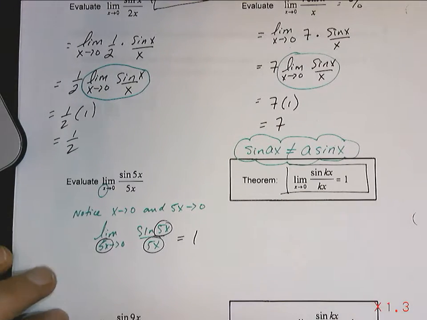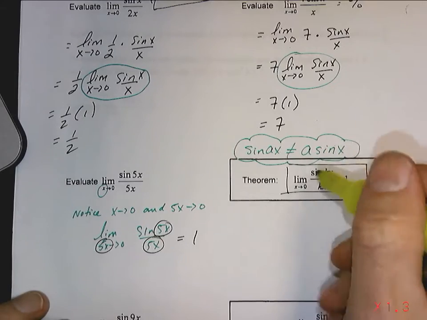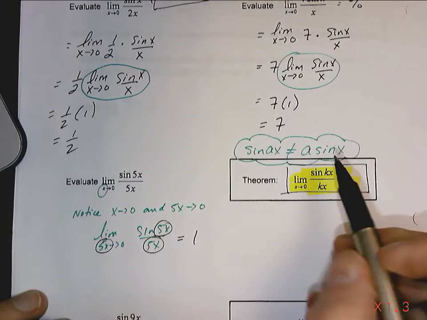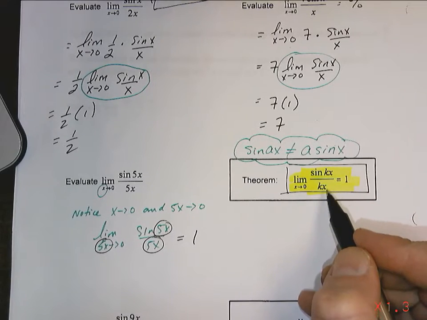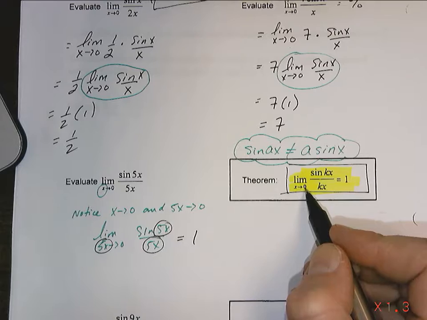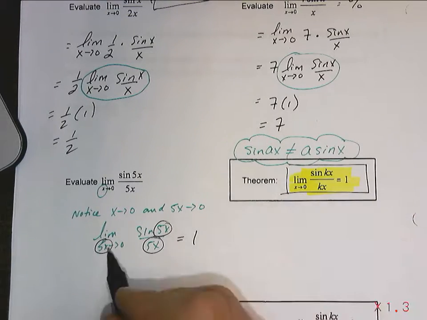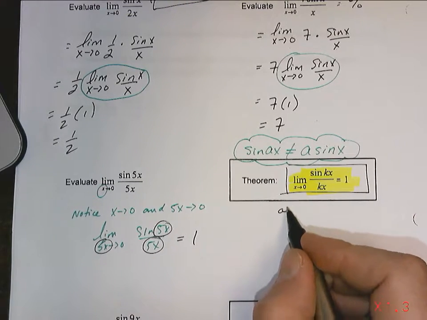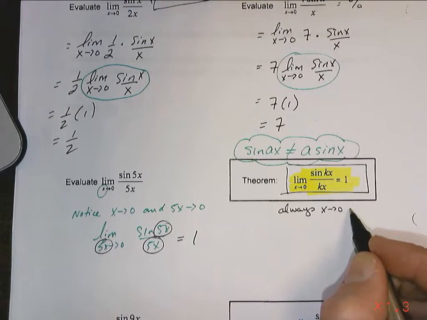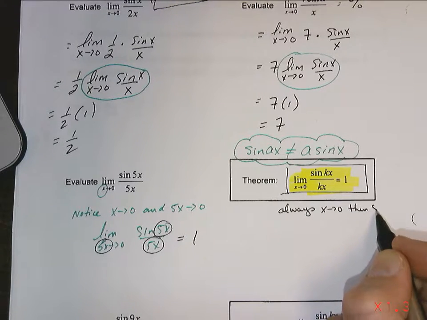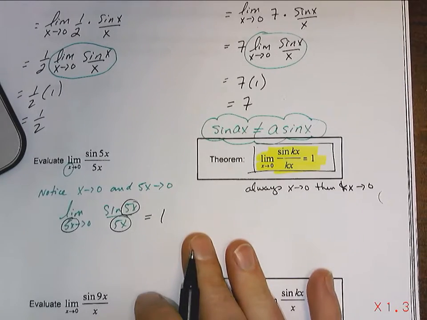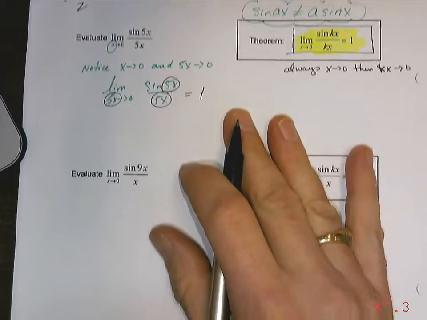which basically says that if you've got sine of kx, where k is any value, over top of kx, as x approaches 0, it's always going to equal 1, because I can always do this trick, because always, as x approaches 0, kx will also approach 0. Okay? All right, down to the next one.